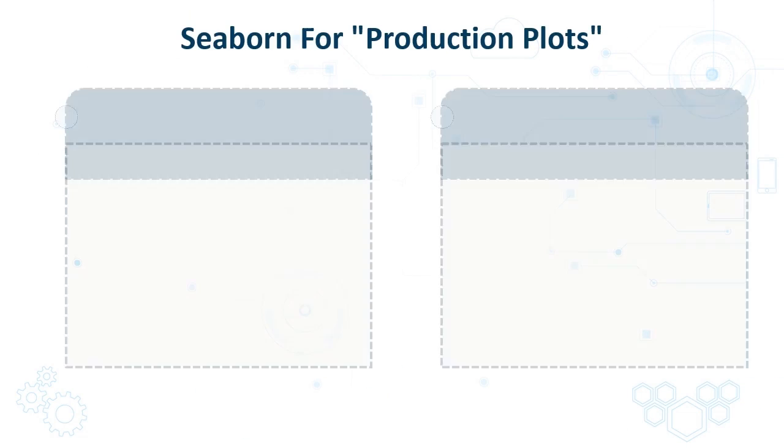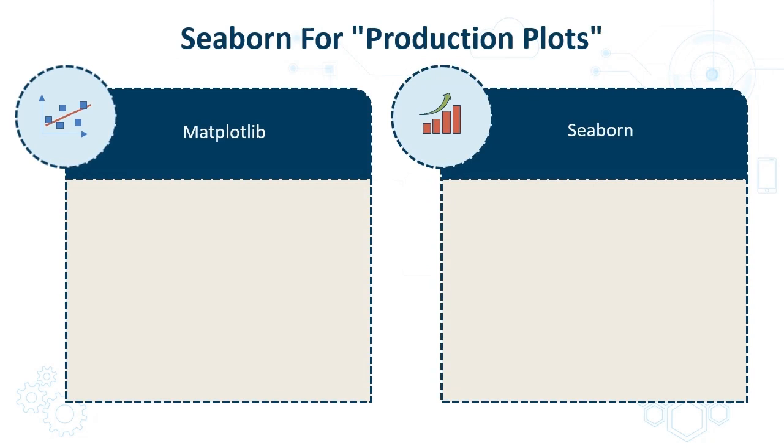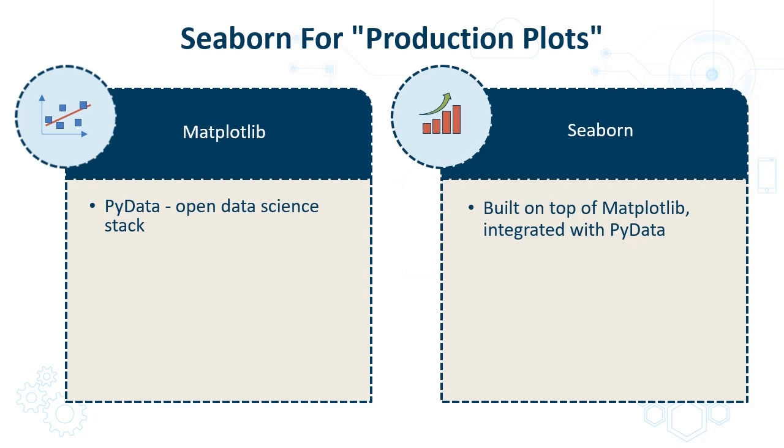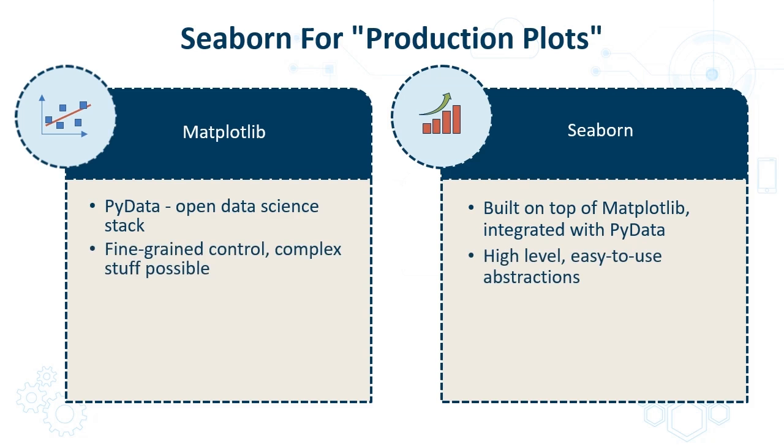So, how exactly can we compare and contrast both Matplotlib and Seaborn? Well, Matplotlib is part of the PyData stack, which is the open data science stack available in Python. On the other hand, Seaborn is built on top of Matplotlib and is tightly integrated with PyData. Matplotlib allows you to very finely control every detail of your plot, and it allows you to do a lot of complex things with it. On the other hand, Seaborn works with plots at a much higher level, which makes it very easy to use for a lot of data scientists. On the other hand, it does take away some degree of control from the user.